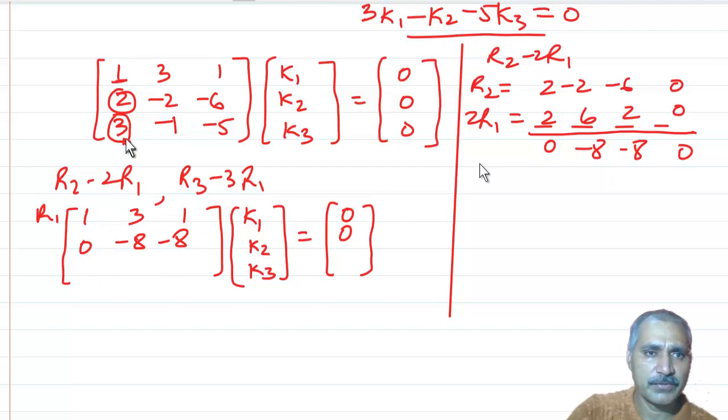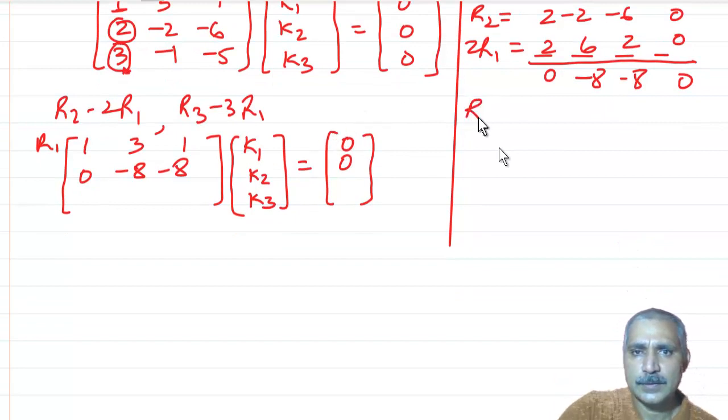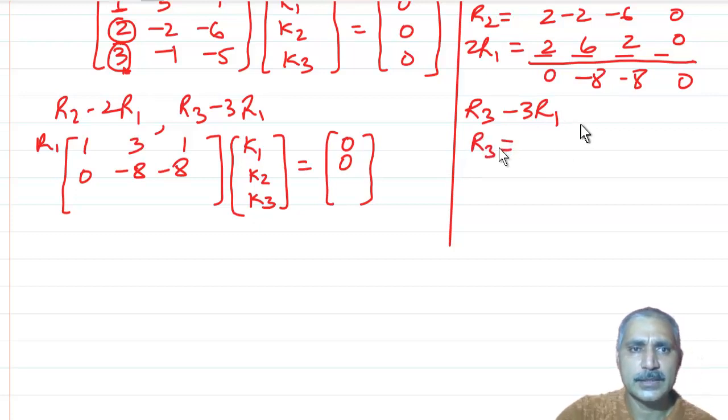And here we will be making this 3 as 0. The operation is given to us here, that is R3 minus 3 times R1. What is R3? R3 is 3, -1, -5 and it is 0.